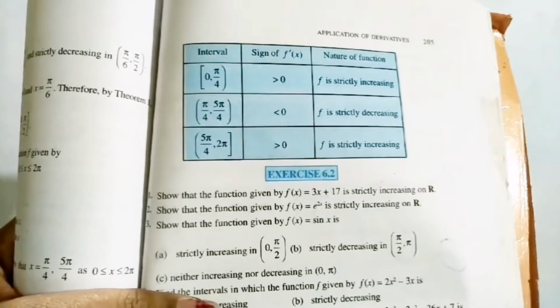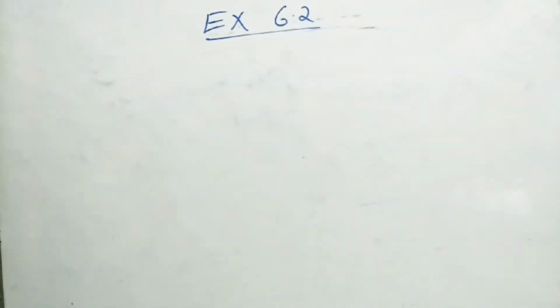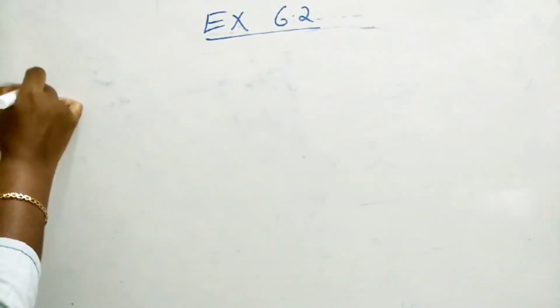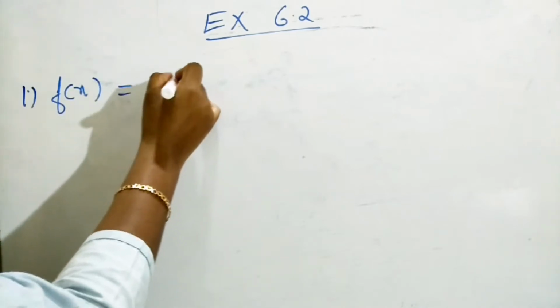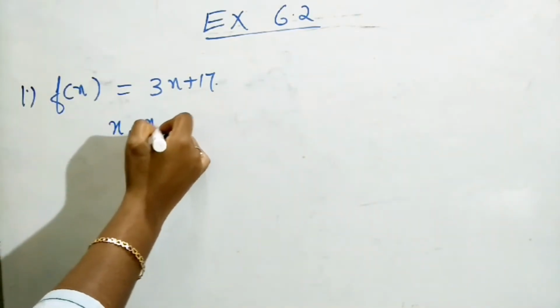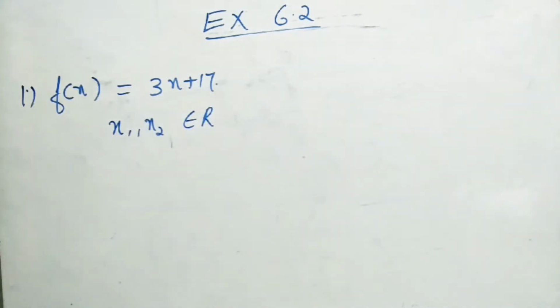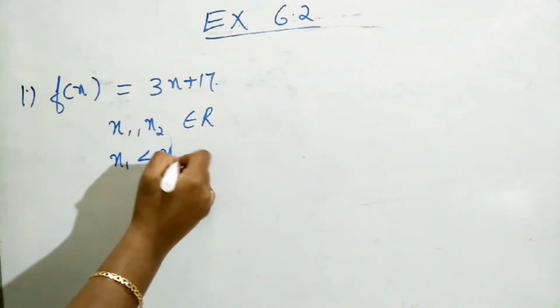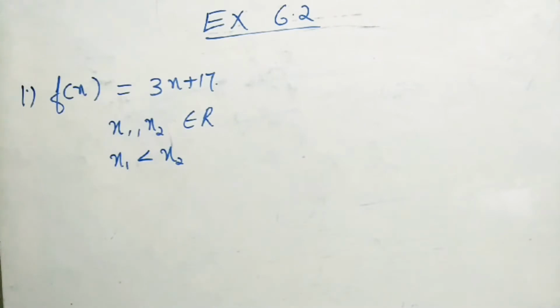Show that the function given by f of x is equal to 3x plus 17 is strictly increasing on capital R. So what we will do is, first we will take some arbitrary real numbers x1 and x2 that belong to capital R, such that x1 is less than x2.